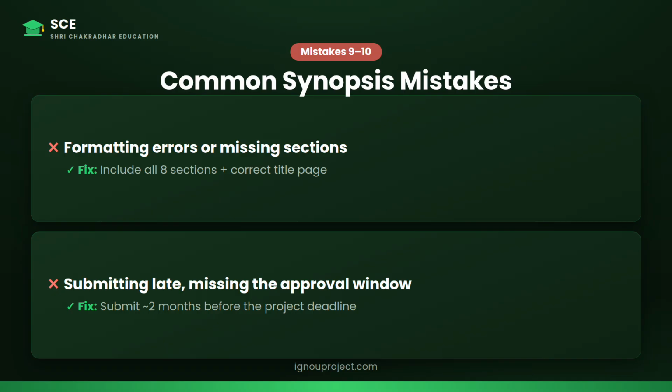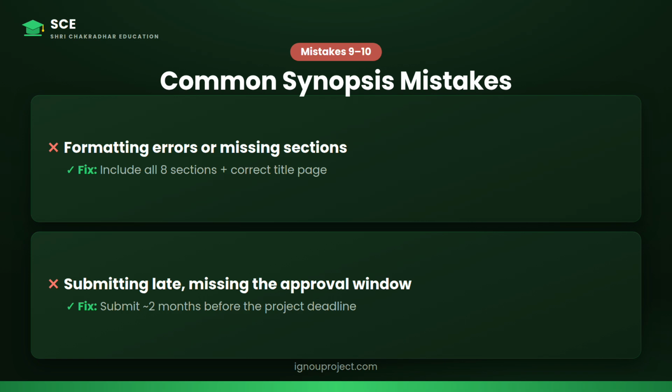Mistake 10. Submitting late and missing the approval window. If you submit your synopsis too close to the deadline, you may not get approval in time and you lose a whole session. The fix. Submit early, ideally a couple of months before your project deadline. So the 4 to 6 week approval window still leaves you time to write the report.